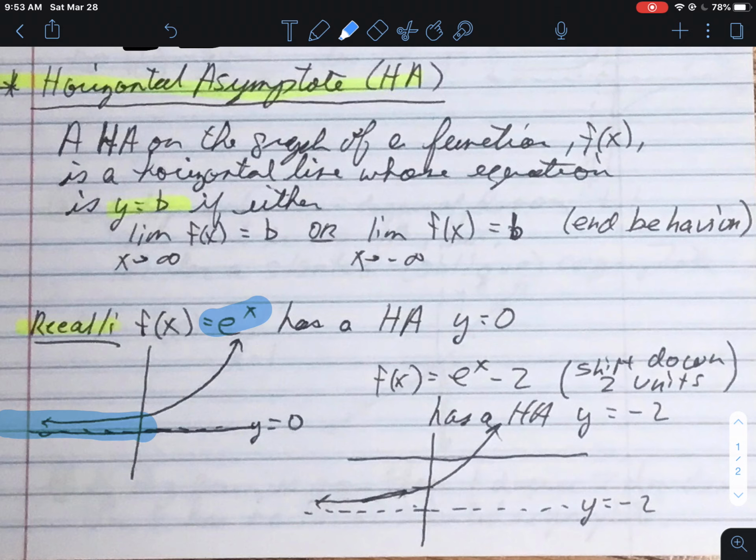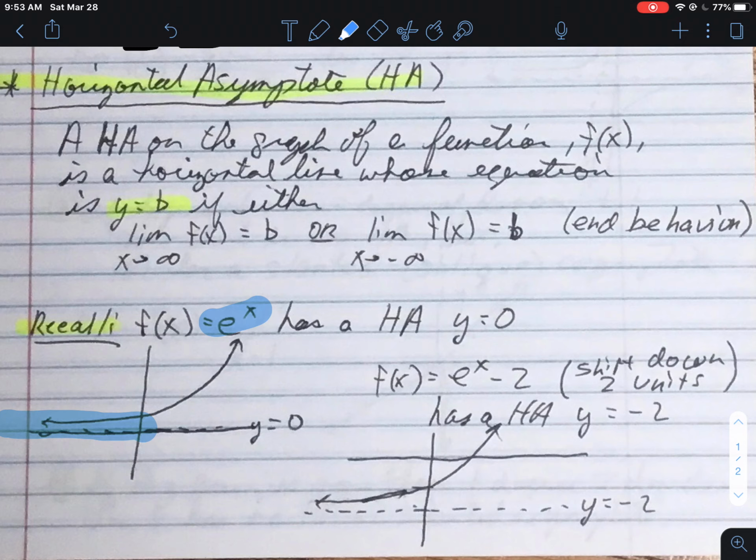To see it a little clearer, I took e to the x and did a vertical shift. Remember, if I just take the function and subtract a number, then graphically you get a vertical shift up or down. In this case, shifting down 2 units. Again, there's still going to be a horizontal asymptote, because all I'm doing is taking the graph of e to the x and shifting the entire graph down 2 units, including the horizontal asymptote. So y equals negative 2, the equation of a horizontal line, is a horizontal asymptote on the graph of that function, and the graph approaches that line as x approaches negative infinity.